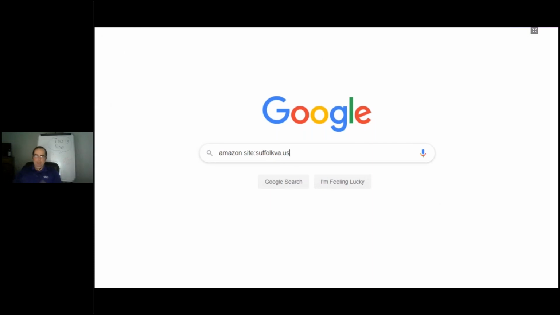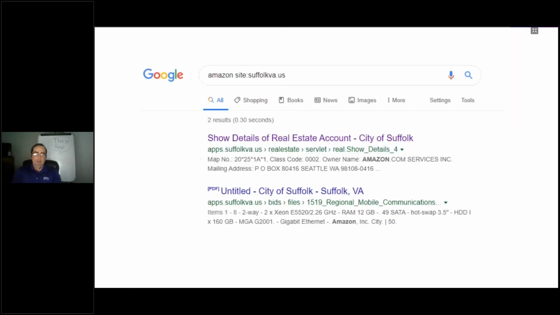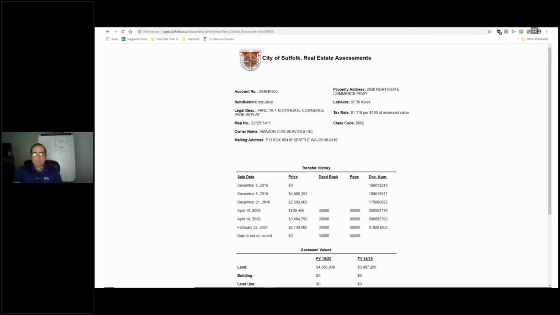So we back out to Google, and there are different options. In this case, we use the site operator, which is a nice one. We punch in site and the same website we were just at, suffolkva.us, and Amazon there. There we go, and punch it in. And while we got no results on the web page itself, we do get 2 results that take us to the City of Suffolk's real estate assessments, and lots of different document numbers, lots of different potential keyword searches explaining what was bought, how much was bought, exactly where it is, and so on and so forth, and you can take it from there.